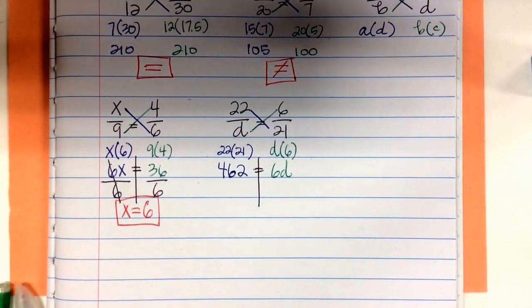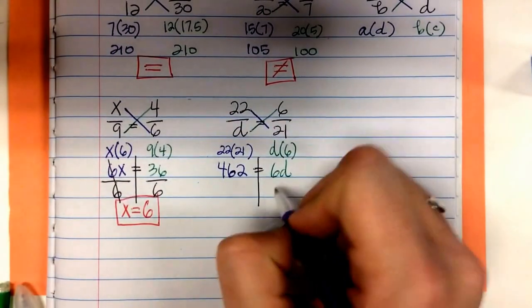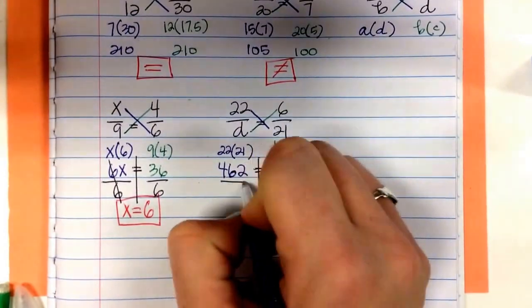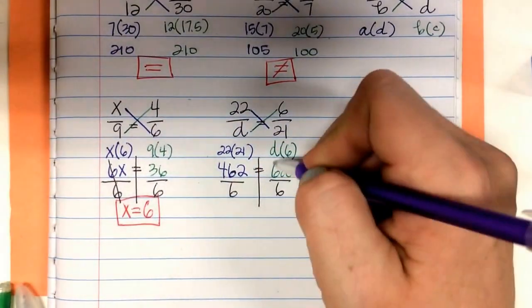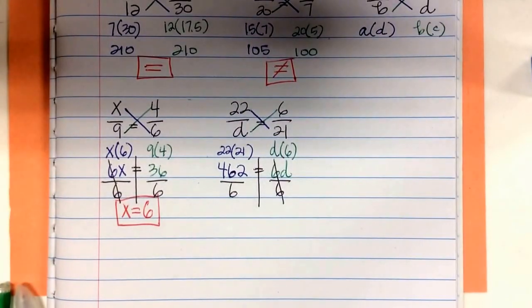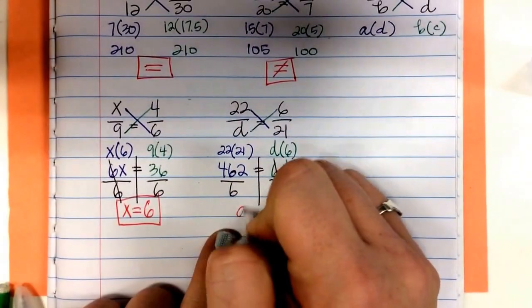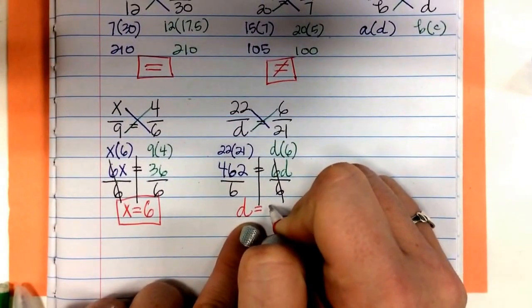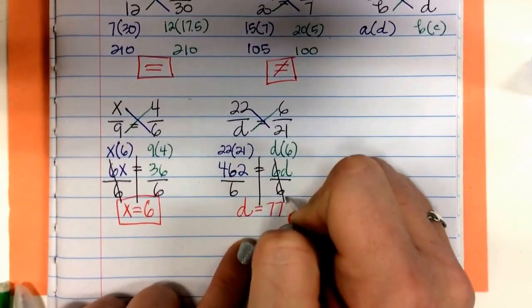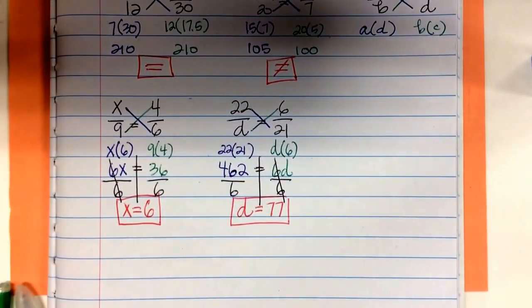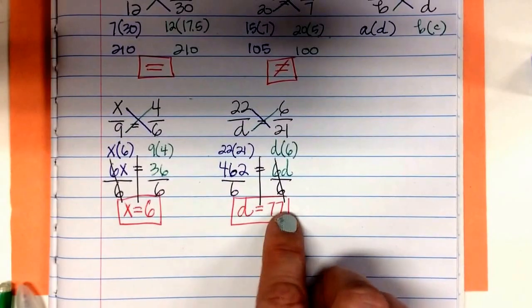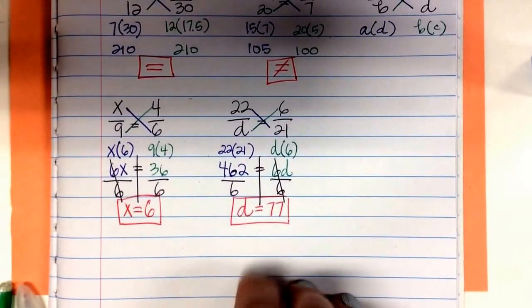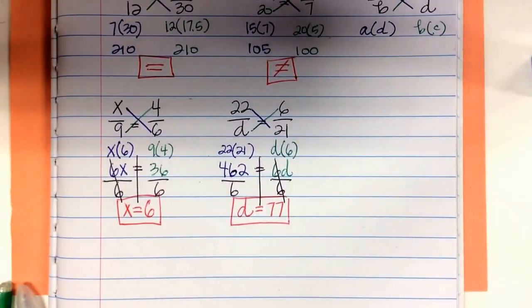What do I do? Find out what D is, so I divide by 6, because that's the inverse or the opposite. What's my solution? I love how I heard someone say D equals 77. How come we put D first? We always want to try to put our variable first. Is 77 equals D an appropriate answer? Yes, it's just not the best.